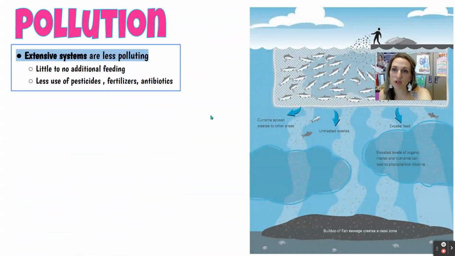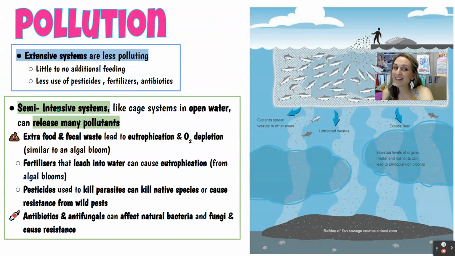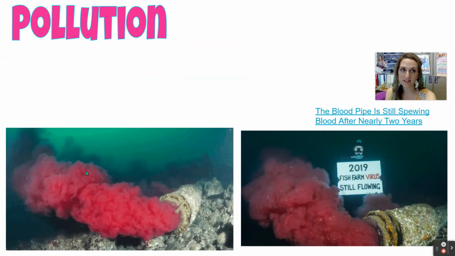Pollution is a big one. Extensive systems are less polluting. There's not additional feeding. There's not additional antibiotics or pesticides or fertilizers. But semi-intensive is very polluting. Extra food and fecal material can lead to eutrophication and cause oxygen depletion, hypoxic areas, or even anoxic areas. Fertilizers can leach into the water and cause eutrophication. Pesticides will kill parasites, but they can also kill native species or make the parasites that do survive much more resistant. Antibiotics and antifungals can affect your natural bacteria and fungi, and they can become resistant as well.